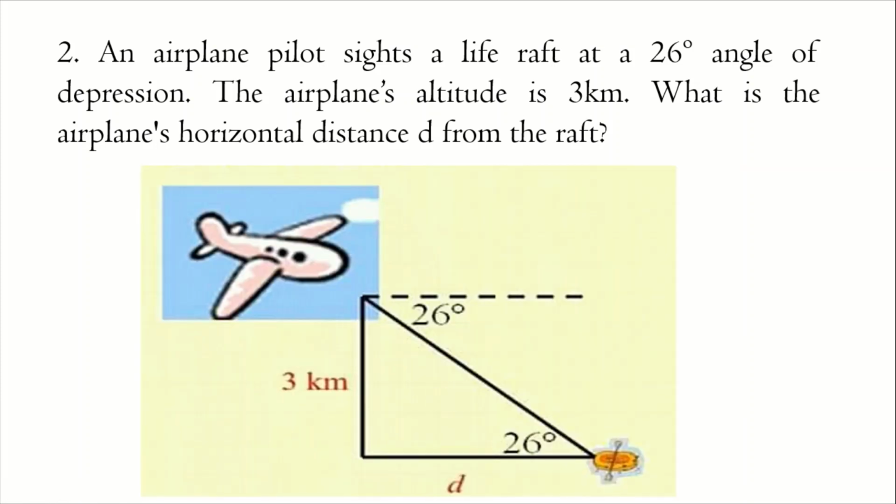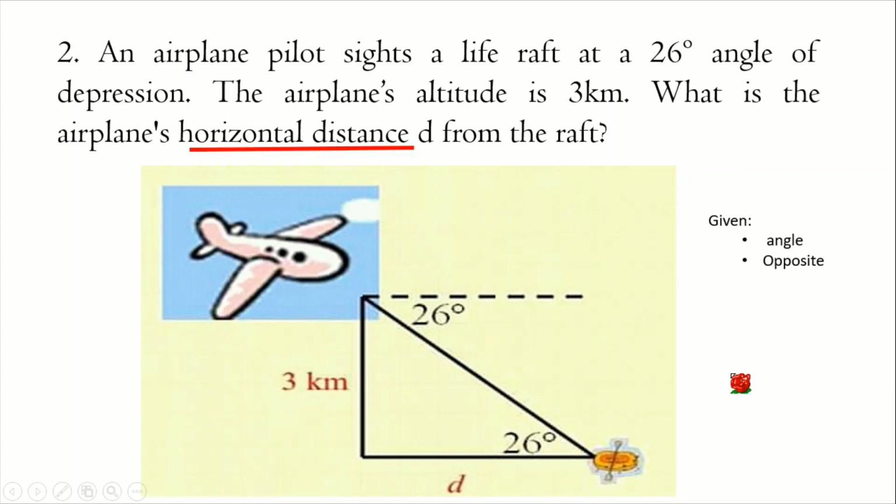Okay, so from the airplane, the pilot sighted a life raft at 26 degrees. So here, our angle is given. The height of the airplane from the ground is 3 kilometers. What we are looking for is the distance of the airplane from the raft. So we now have the angle and we also have the opposite side. Given the angle and the opposite side, we look for the adjacent.